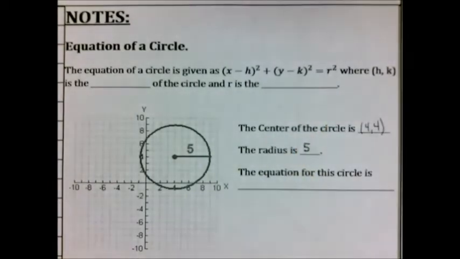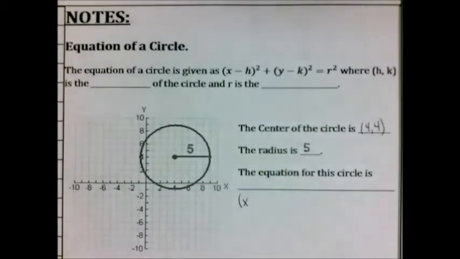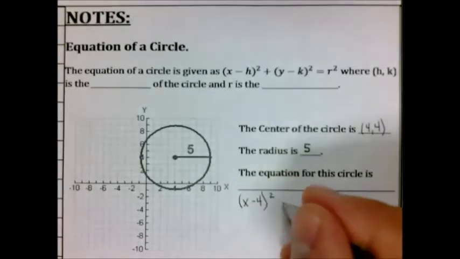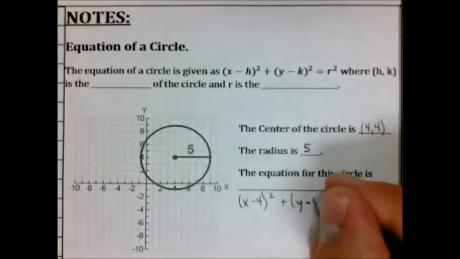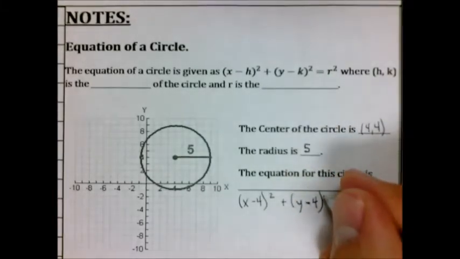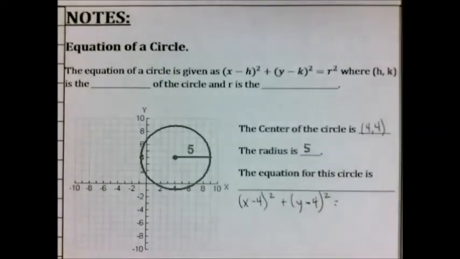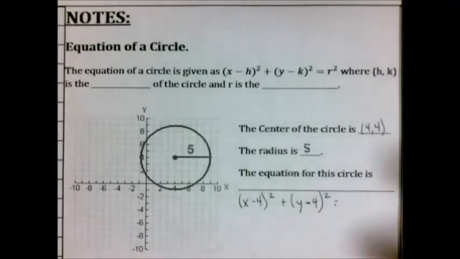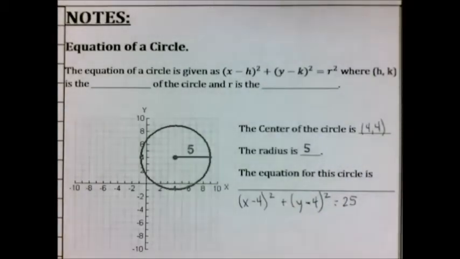And so the equation for this circle would be, I'm going to write it down here, (x - h)², remember h is the x coordinate point, so 4, so (x - 4)² + (y - k)², our y coordinate is 4, k is 4, squared again, is equal to our r squared. Our radius is 5. 5 squared is just 25. So that would be the equation for this circle.